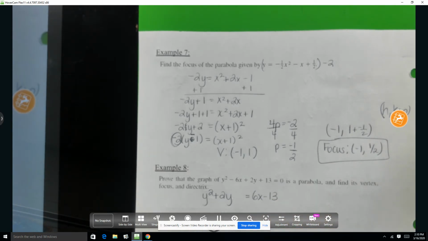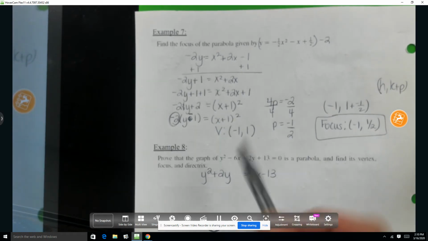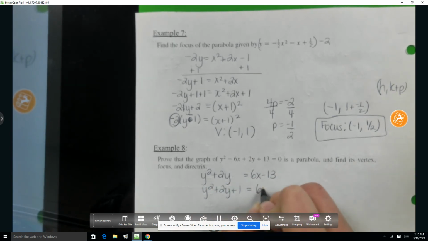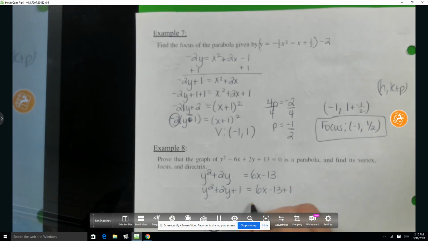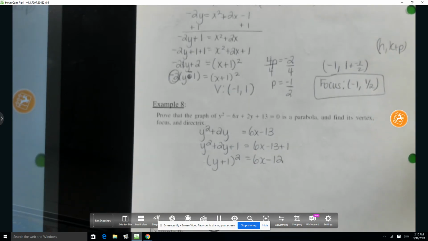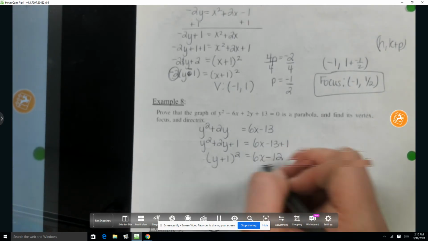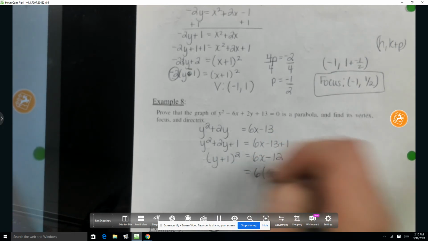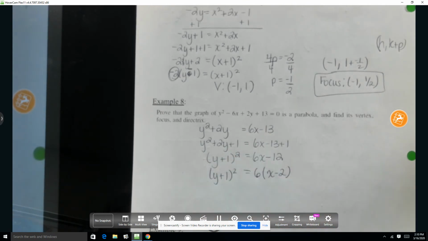I'm now going to complete the square, so I'm going to take half of b and square it. So I'm going to take half of 2 and square it, which gives me 1. So I'm going to add 1 to both sides. So when I do this, on the right-hand side, I'm going to end up with 6x minus 12. On the left-hand side, I'm going to have y plus 1 squared because I factored that side. Then to get it in the standard form, I take the greatest common factor of these two terms, which is 6. So I have x minus 2, and then I have y plus 1 squared on the right.